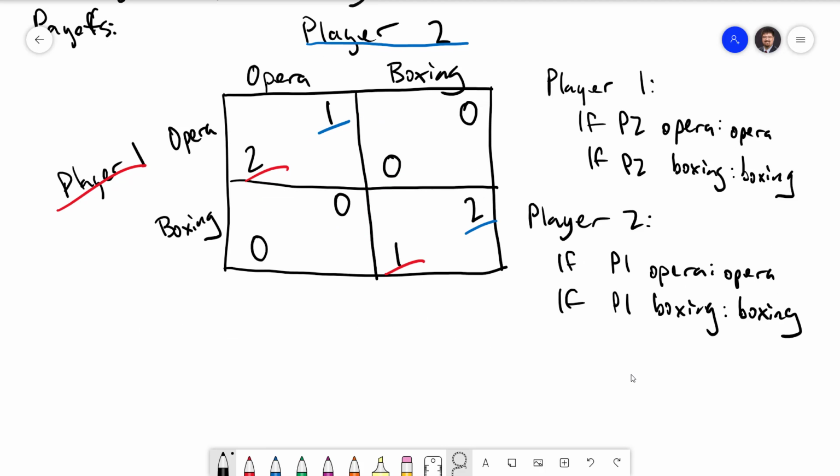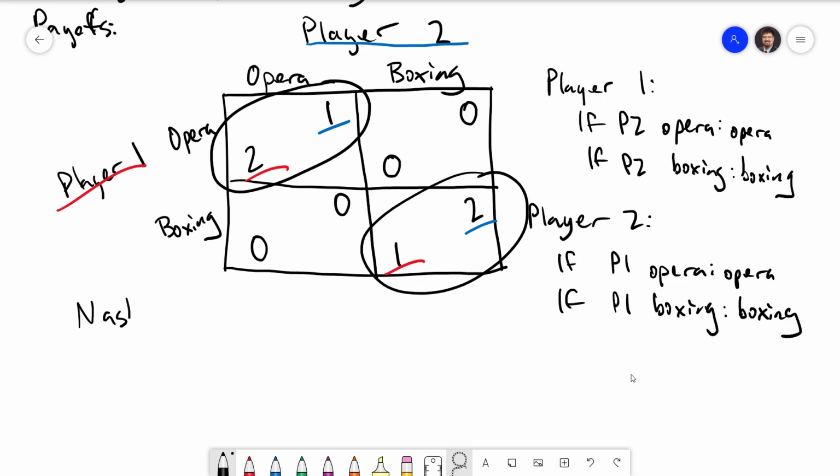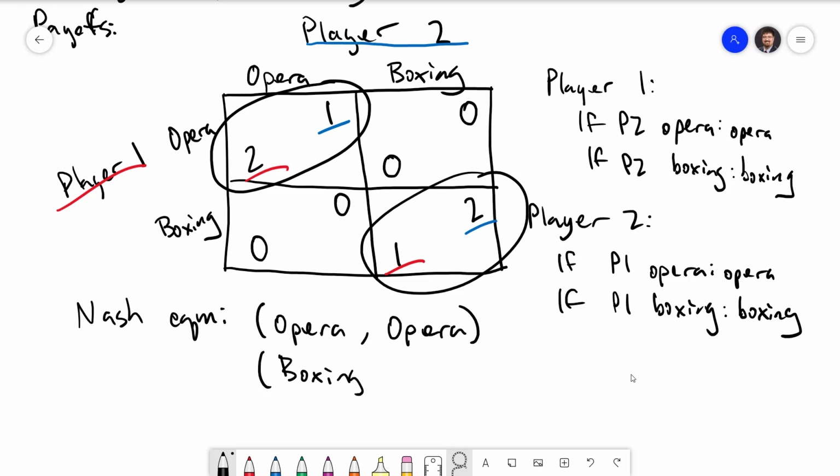Returning to the Battle of the Sexes, we can see there are two Nash Equilibria, opera and opera, and boxing and boxing. We can see that in this game, the two equilibria that we get are always where the two players choose the same action. For this reason, this type of game is called a coordination game. Unlike in the prisoner's dilemma, the battle of the sexes does not have a dominant strategy. The best choice always depends on what the other person is doing.